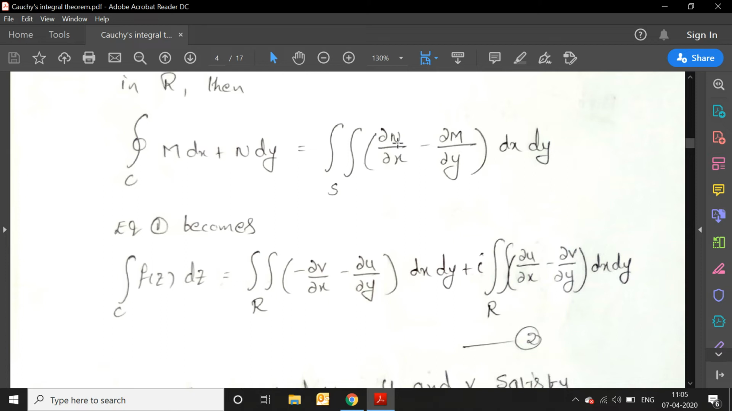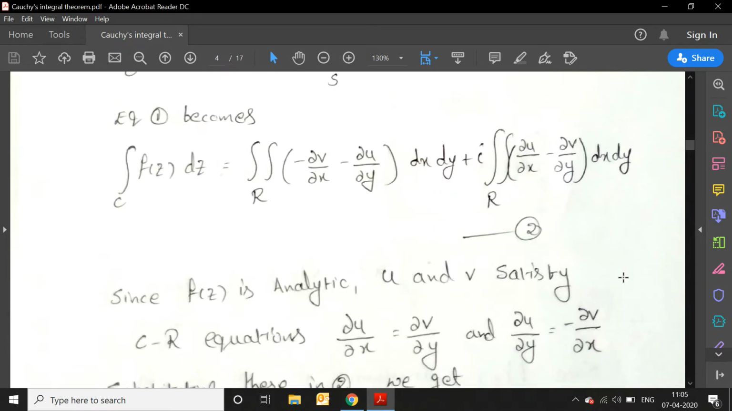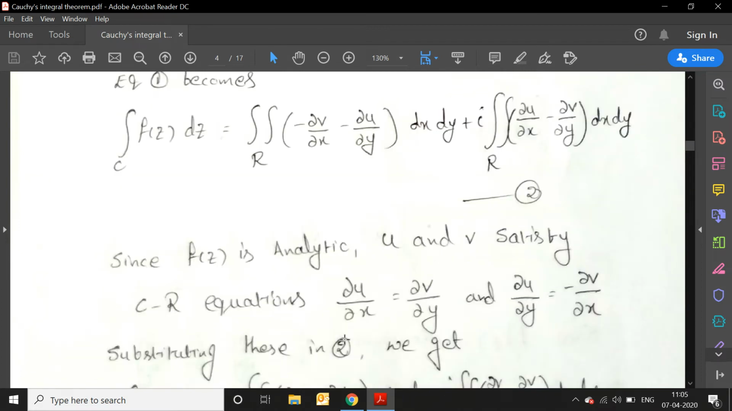In the second integral part, N is equal to u and M is equal to v. So we get ∂u/∂x minus ∂v/∂y dx dy. This is equation number 2. Again we are using the Cauchy-Riemann equations, CR equations, because f of z is analytic, so u and v satisfy the CR equations. Those equations are ∂u/∂x is equal to ∂v/∂y and ∂u/∂y is equal to minus ∂v/∂x.